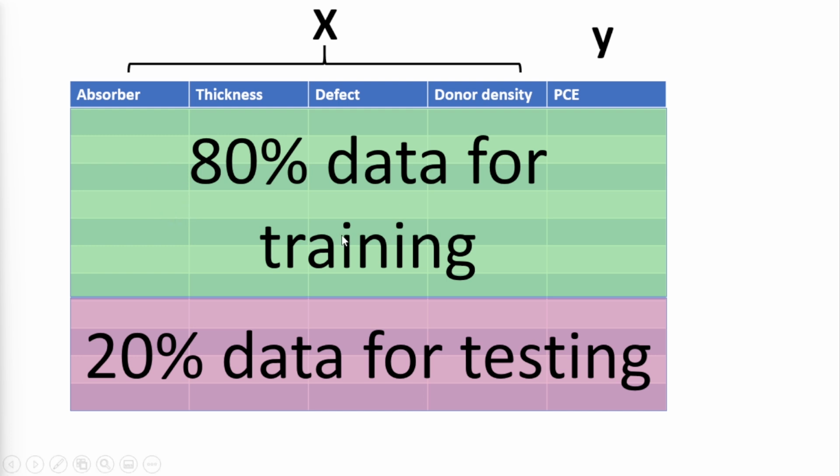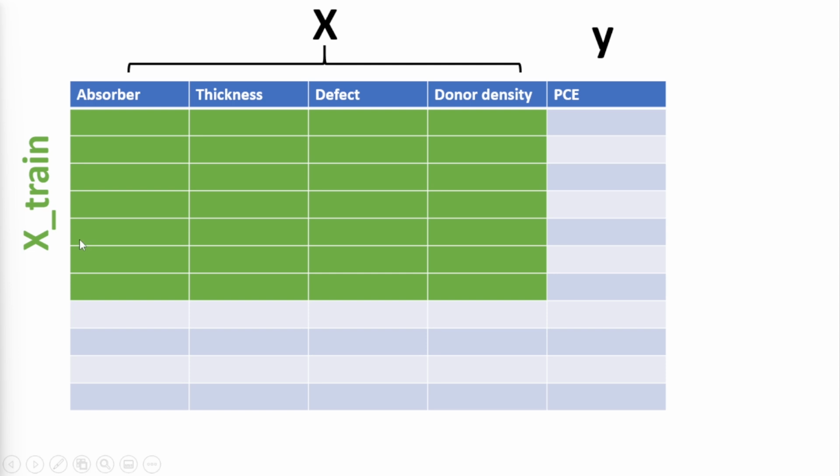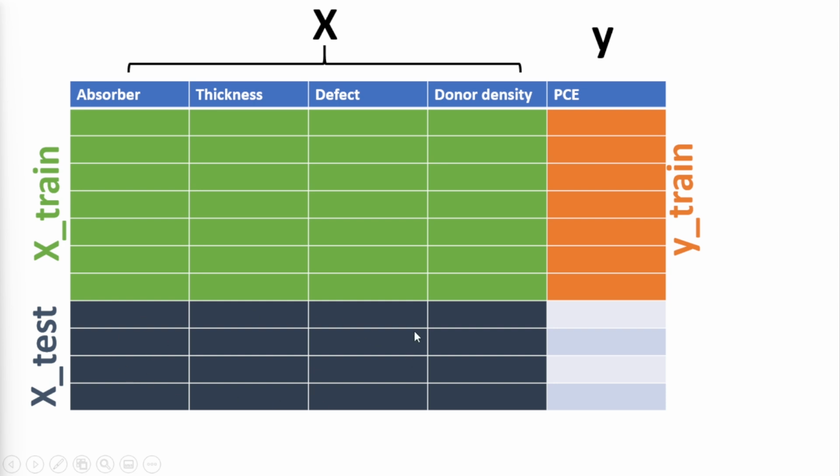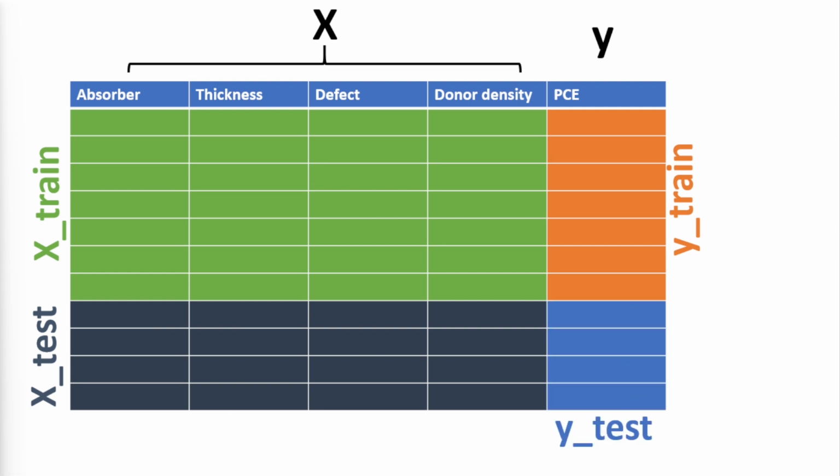So among the 80% of the training dataset, you have to further split them and name the X portion of the 80% training as X train, and the Y portion of the 80% training set as Y train. Similarly, the X portion of the 20% dataset that will be kept for testing as X test, and the remaining 20% of the test set as Y test.